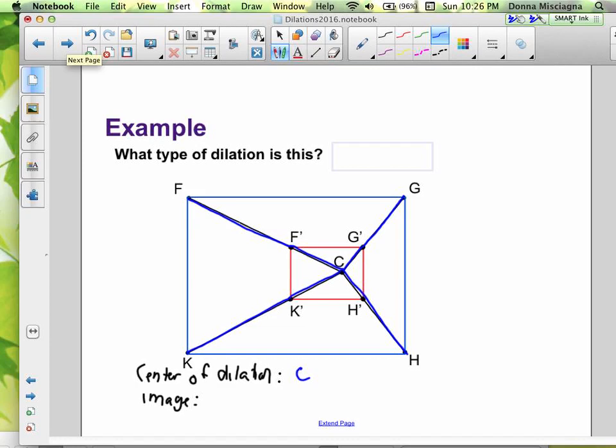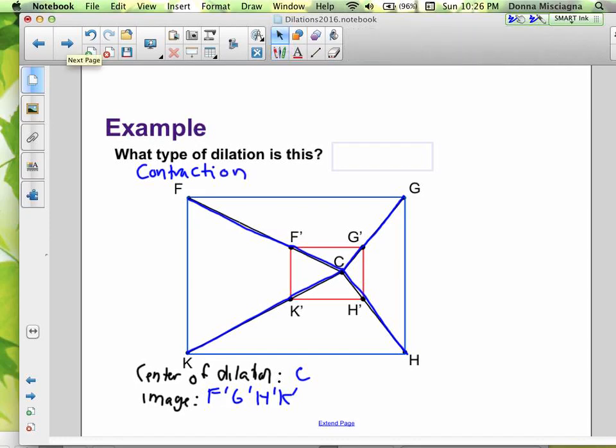Your image has the prime marks, so it's F prime, G prime, H prime, and K prime. And this is a contraction. Our image is smaller than the pre-image. Excuse me, yes. Our image is smaller than the pre-image. I said what I meant to say. All right, let's look at how much smaller.